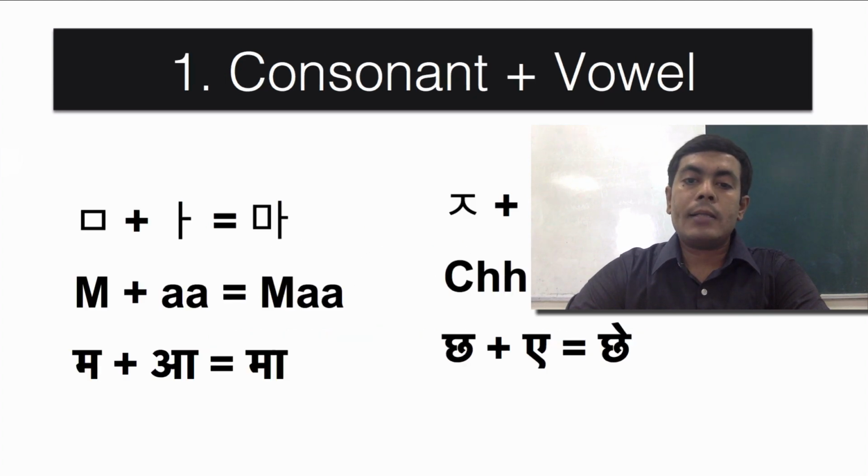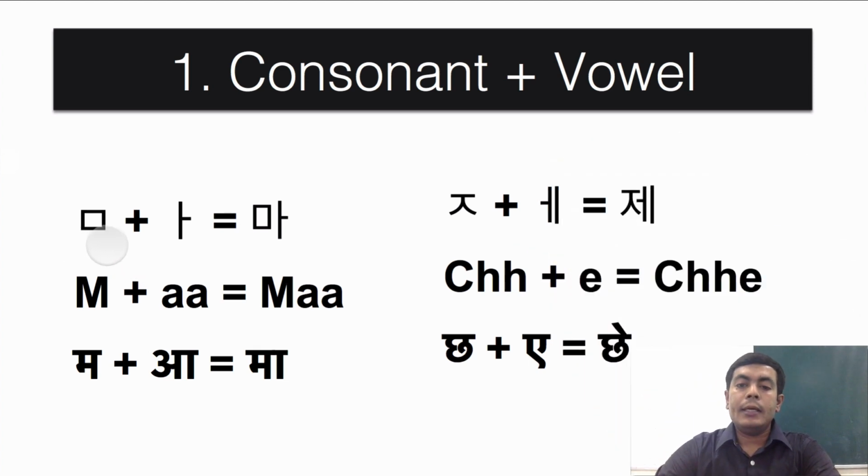So let's have a look at these characters. Here we are combining two characters, m and a. So m combined with a will become ma, and it will be written like this. First we will write m character and then we will write a, so it is ma. Second, here we have taken a character cha and we are combining a with it. So cha plus a will become cha and it will be written like this. Cha will be written first and a will be written to the right of it.